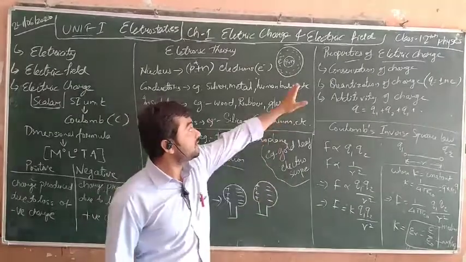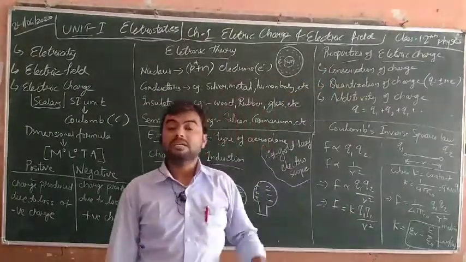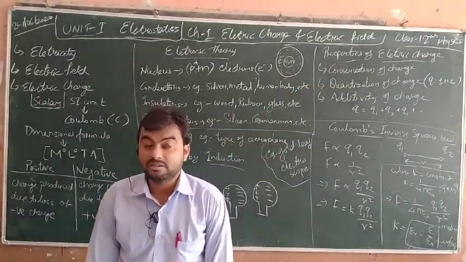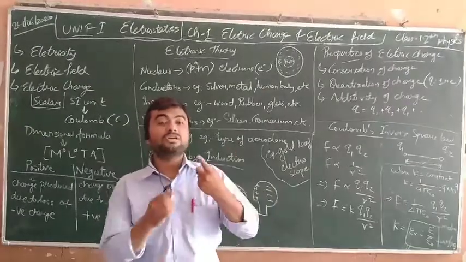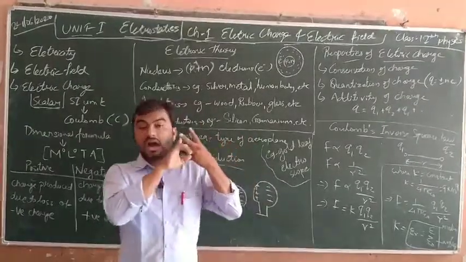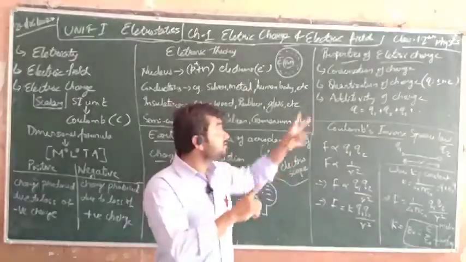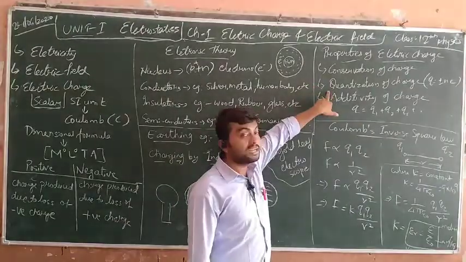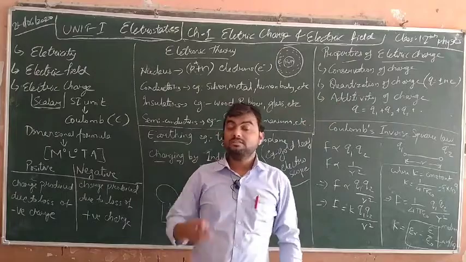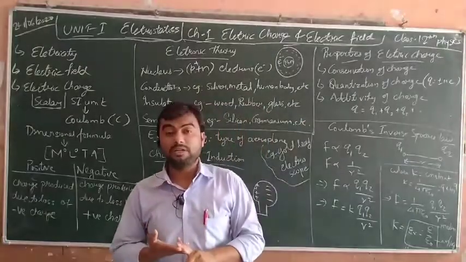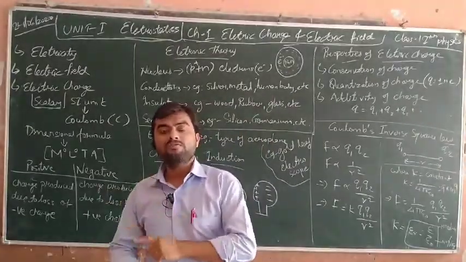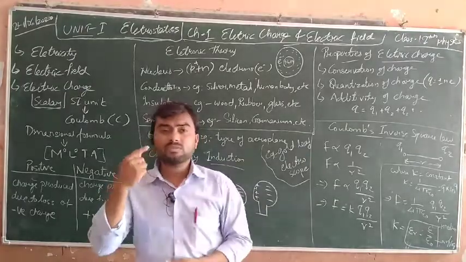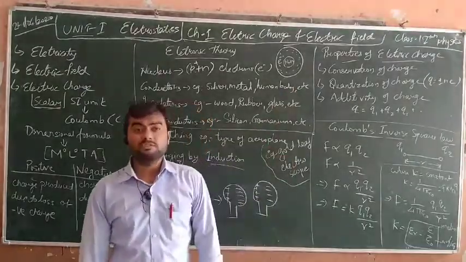Now we are going to study the basic properties of electric charge. It has three different properties. First, very important, conservation of charge. Second is the quantization of charge, and third is the additivity of charge. Conservation, quantization, additivity. These three are very important properties from an exam point of view and for learning also. The first is conservation of charge.